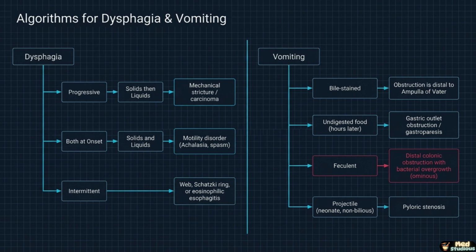Bile-stained vomit means the obstruction sits distal to the ampulla of Vater, since bile has to be able to reflux upward into the stomach. Vomiting of undigested food eaten hours earlier suggests gastric outlet obstruction, or gastroparesis, where the stomach simply isn't emptying. Feculent vomiting is an ominous sign of distal bowel obstruction with bacterial overgrowth that has progressed far enough to produce a foul, stool-like vomitus.